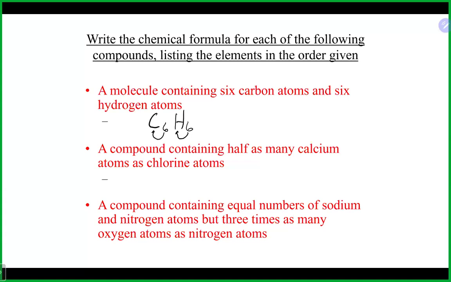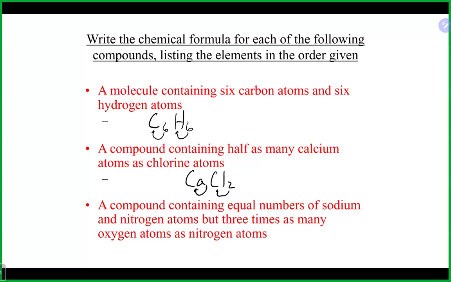If we take a look at a compound containing half as many calciums as chlorine atoms, I have 1 calcium, that's half of my chlorine, which means I would need 2 chlorines in the formula here. And once again, nothing is written for 1. And the 2 again goes to the right of the symbol. That would be calcium chloride in that case.